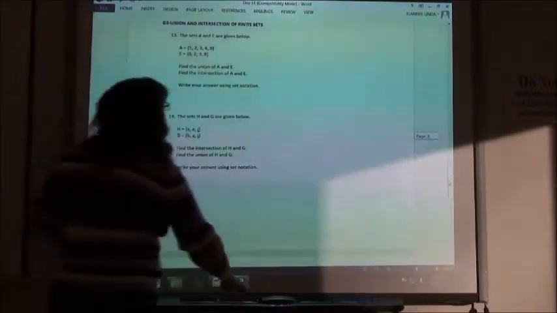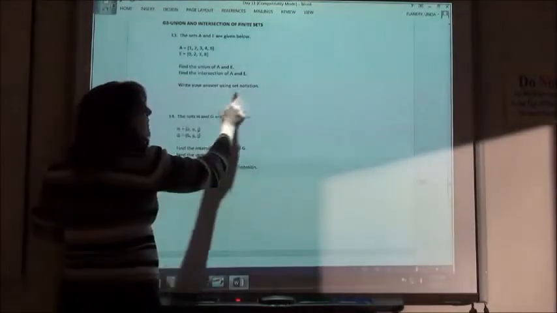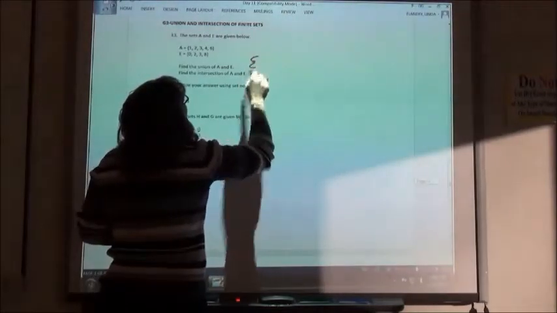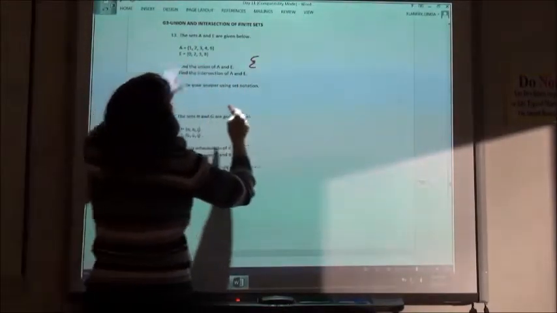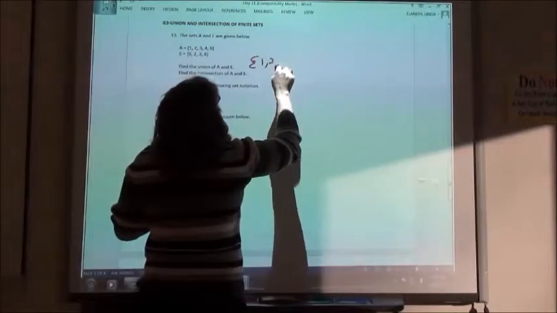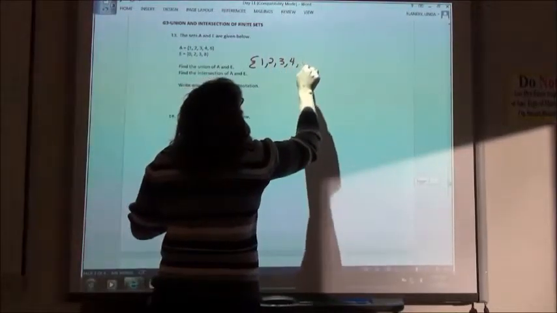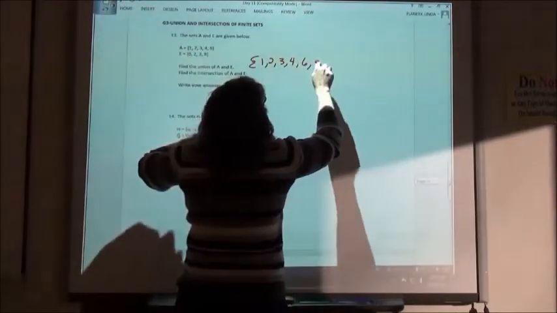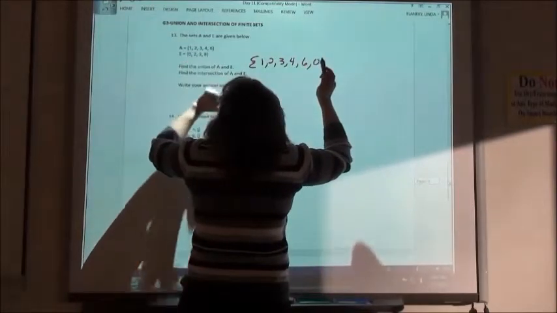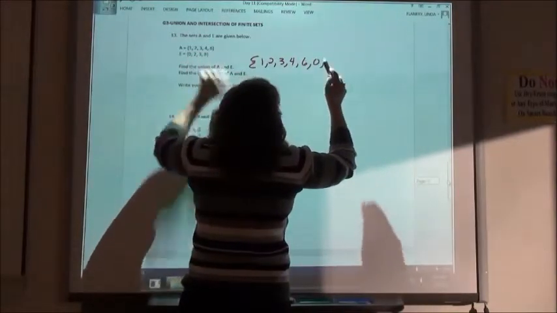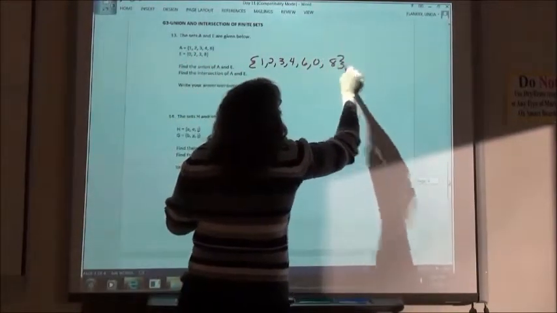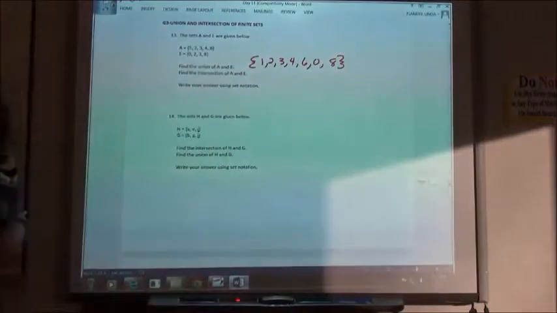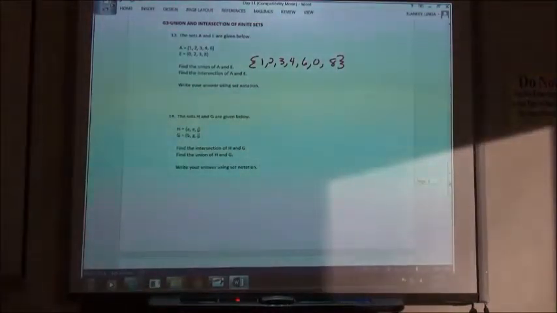So if I'm going to do the union of A and E, using set notation, I'm going to put my set symbols, and I'm just going to list all my numbers. I have 1, 2, 3, 4, 6, and then I've got a 0. I've already got the 2 in the list, I've already got the 3 in the list, but I'm missing the 8. Now in ALEKS, they'll rearrange them and put them in order, but you don't really need them in order unless you really want to, just so you have all your numbers in your set.